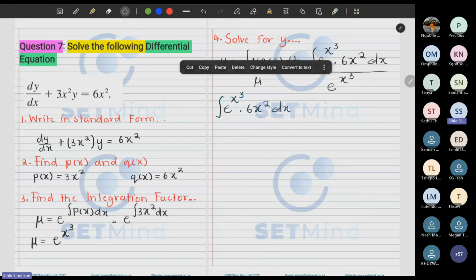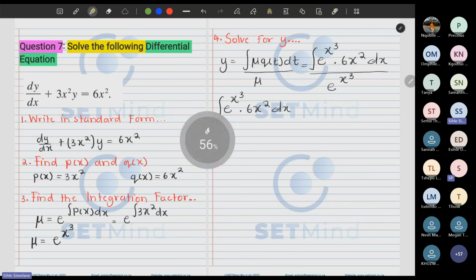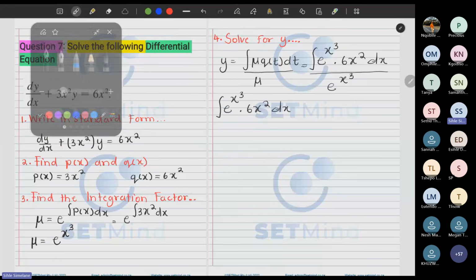How can we solve this integral with the least effort? Our aim is to be lazy, but lazy smart. So how can we deal with this integral, guys? One of you must help us here. Otherwise, we start. Maybe if we let x cubed equal u, we differentiate. Okay, so let's take your suggestion.